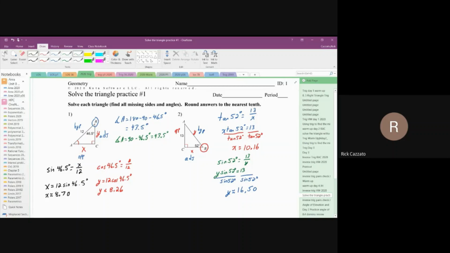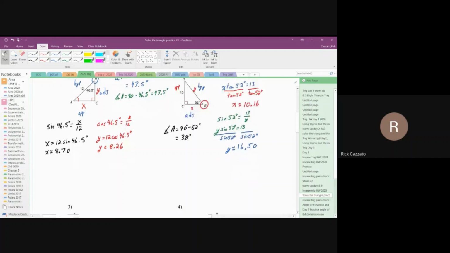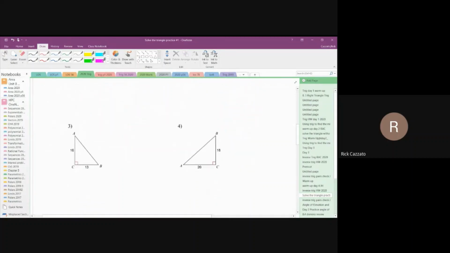And the last thing I need to do is find angle A. So angle A is equal to 90 degrees minus 52 degrees. So angle A is 38 degrees. So in problem 1 and 2, we were given an angle and a side, and we found all the missing sides and angles. In the next 2 problems, we're going to be given 2 sides, and we want to find all the missing angles and the missing side.